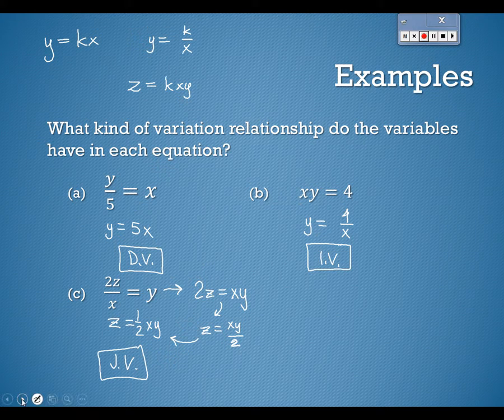Wait, couldn't you automatically tell that it's joint because there's a z? Kind of, it's a giveaway. But it could be true that an equation has a z, x, and a y, and it isn't joint. I didn't do that to you because I'm not like that, but you could have a z and x and y in there and not be able to do what we just did.